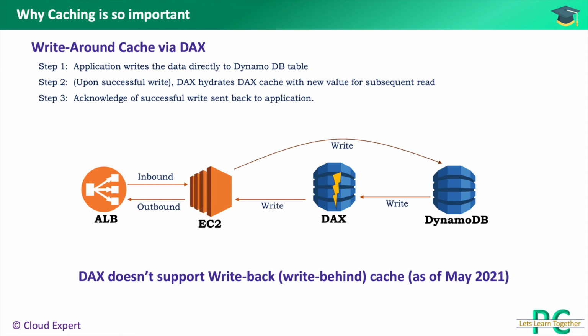But one point you have to remember, there is another cache strategy called write back or write behind. As of today, May 2021, AWS DAX does not support write back. Let me repeat again: DAX does not support write back or write behind cache. We all know that AWS product features are evolving very rapidly. Maybe in future they can come with that feature, but as of today, there is no write back or write behind cache for DAX.